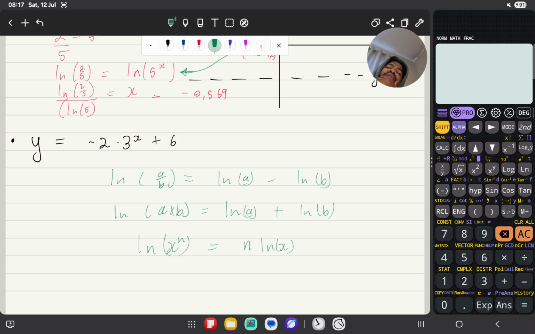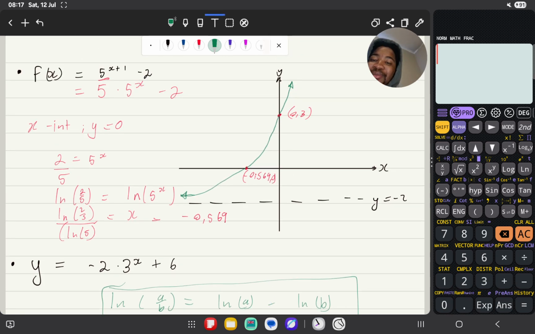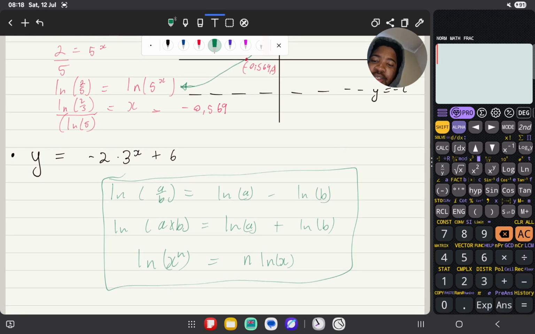Let me see if there is any that I forgot. If it comes, I will write it down. But know these things for your exponential functions, it's going to help you a lot. It's going to help you a lot. So do learn them. Do learn these. Let's do this problem.